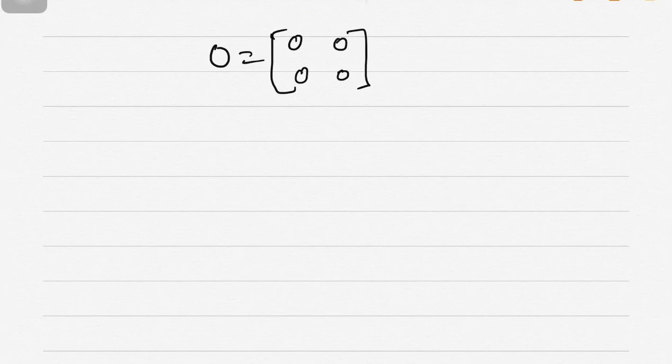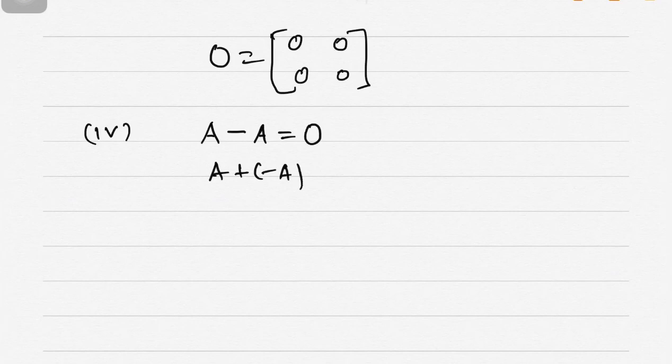Last property, the existence of additive inverse. If A is a matrix of m by n order, then there exists a matrix minus of A such that A minus A is equal to O null matrix, or A plus minus of A is equal to O, or minus of A plus A is equal to O, where O is the null matrix.